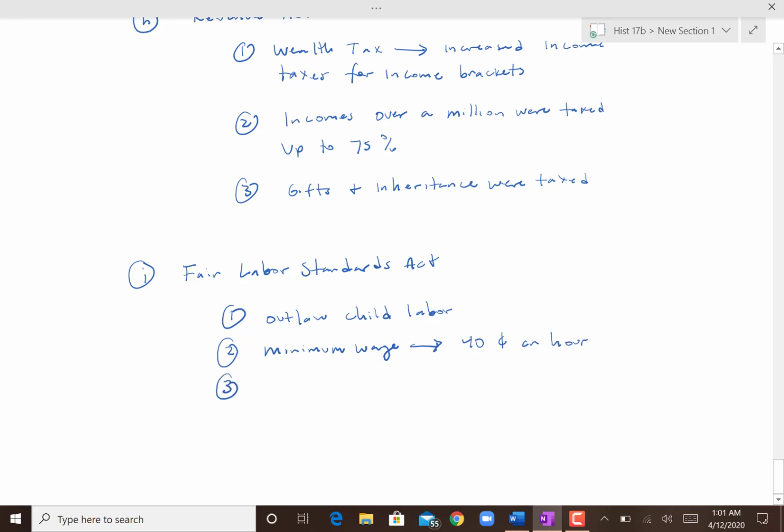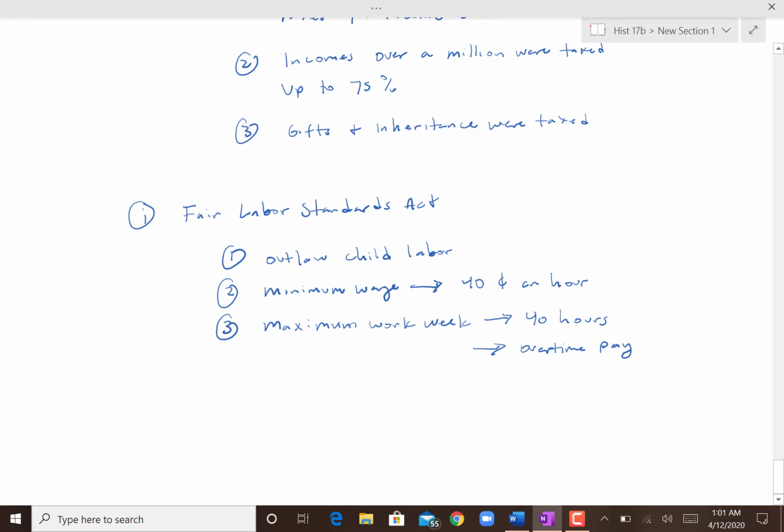And then you had a maximum work week. This is going to make sure of the concept of overtime and making sure that people aren't being forced to work ridiculous hours. Maximum work week was 40 hours. So, like I said, we're still on that. And then the concept of overtime pay, so that if you work over the 40 hours, then they're supposed to pay you overtime.